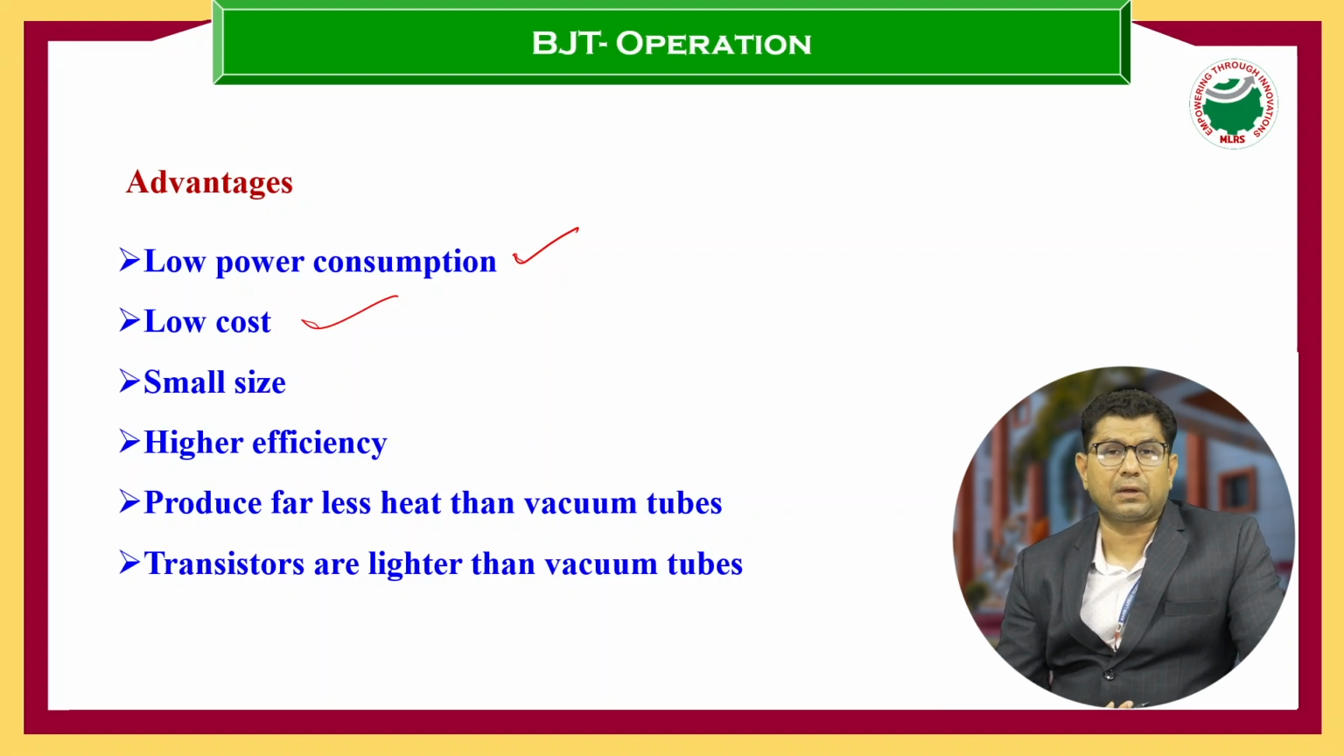Efficiency means the output we get for the input we supply. It is the ratio of output to input, which is very high. It produces very little heat compared to a vacuum tube as its size is small. Transistors are also lighter compared to vacuum tubes as their size is small.